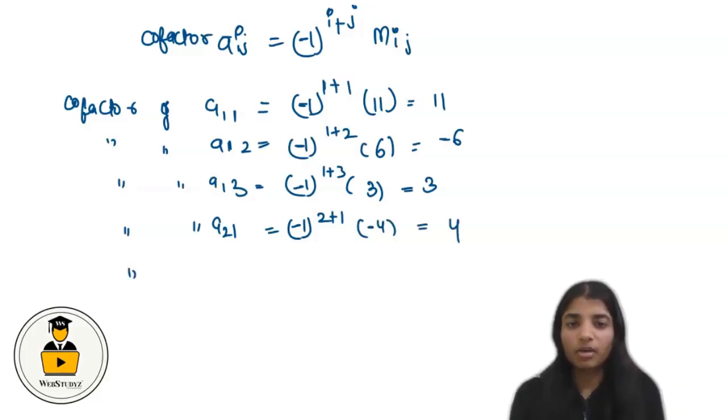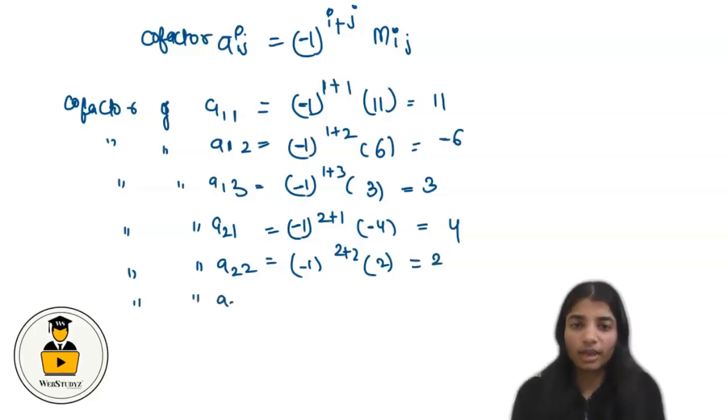So minus 1 raised to the power 3 is minus 1 and minus 1 multiplied by the minus 4 is plus 4. Now the cofactor of A22 is equals to minus 1 raised to the power 2 plus 2 multiplied by its minor. Minor is 2. So minus 1 raised to the power 4 is plus 1 and plus 1 multiplied by 2 is 2. Now the cofactor of A23 is equals to minus 1 raised to the power 2 plus 3 multiplied by its minor. Its minor is 1. So minus 1 raised to the power 2 plus 3 is 5. Minus 1 raised to the power 5 is minus 1. Minus 1 multiplied by the 1 is minus 1.